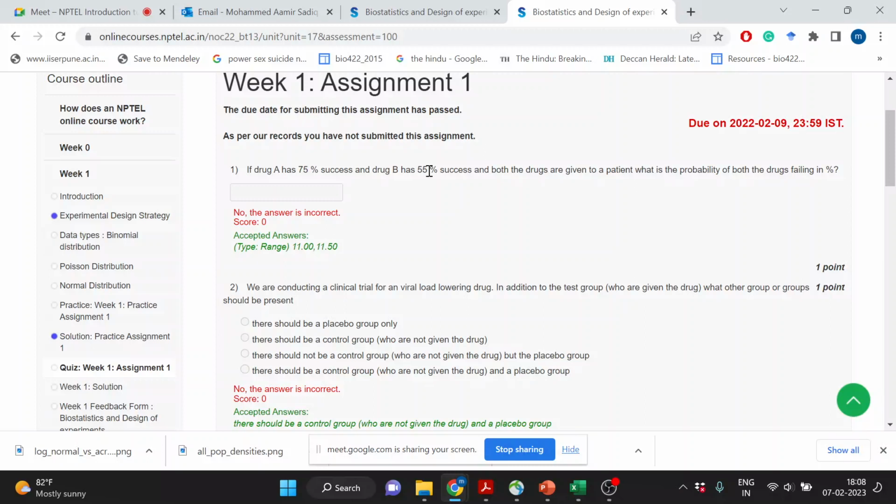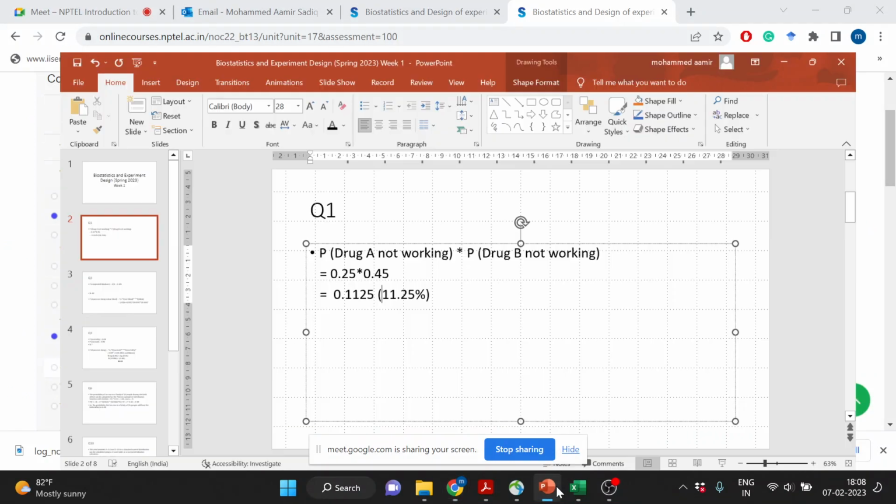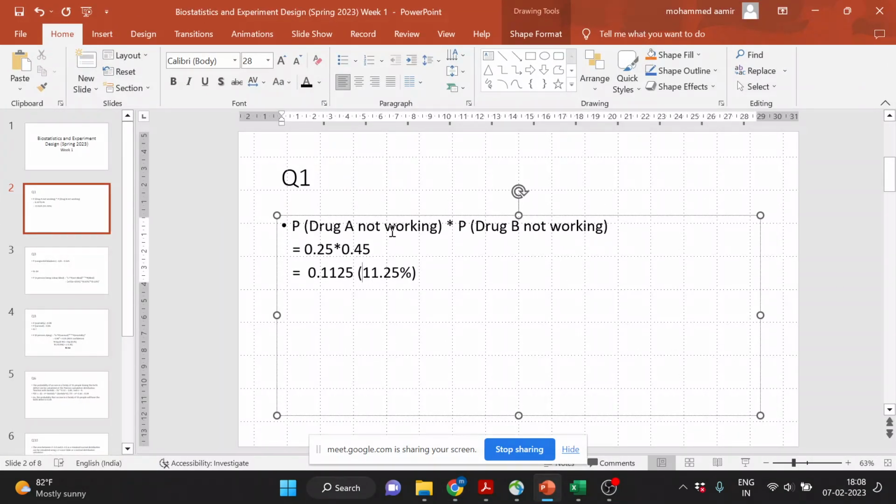So the probability of both drugs failing is basically both drugs should not work at all, which is given by this formula: probability of drug A not working and probability of drug B not working. The probability of A not working is 0.25, and probability of B not working is 0.45. If you multiply both, you get 0.1125, which is 11.25%.